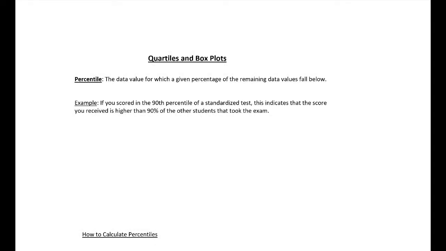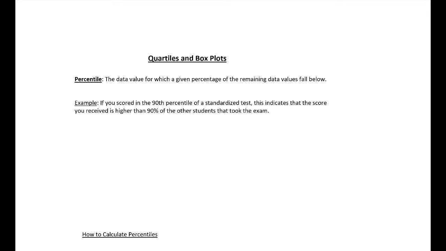Alright, so in this video we're going to cover the concepts of quartiles and how we make box plots. Before getting into quartiles, let's talk about a percentile. A percentile is a data value for which a given percentage of the remaining data values fall below that particular value. Okay, I know, not the cleanest definition, but you guys have experienced percentiles before.